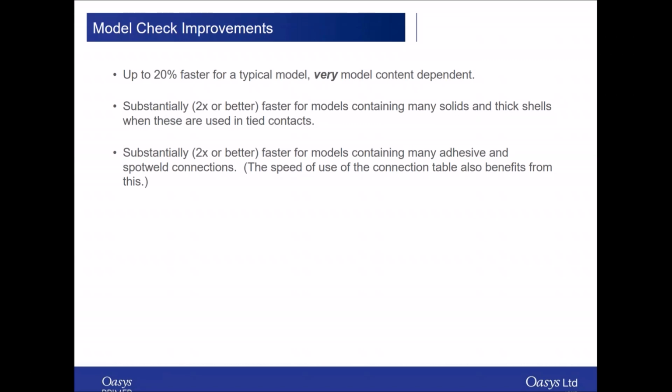So anything where you've got solids and things like that, which are connected via tight contacts, when you're checking those, should be a lot quicker. And it also helps when generally using the connections tools in Primer. So when opening the connections table, things like that, that generally does some checks, and those should be a lot quicker now.